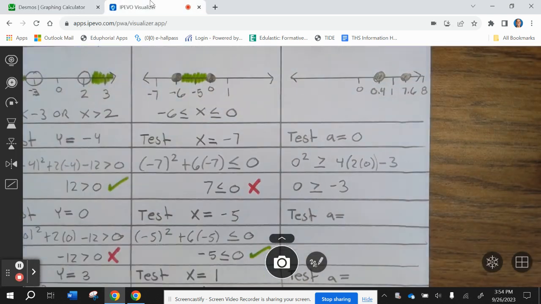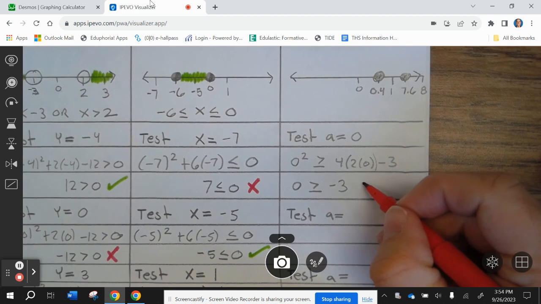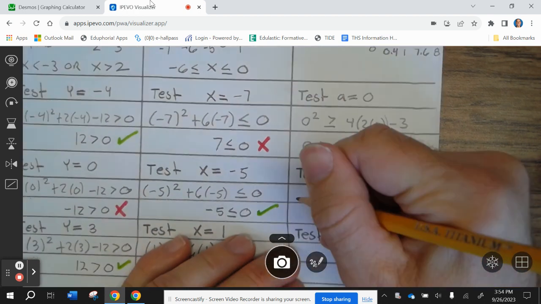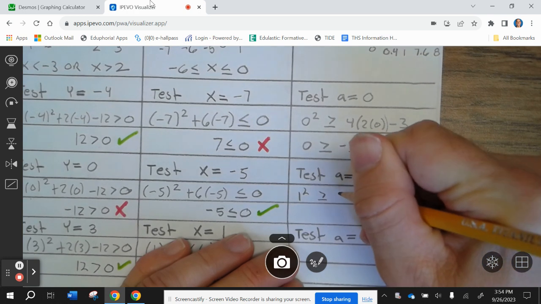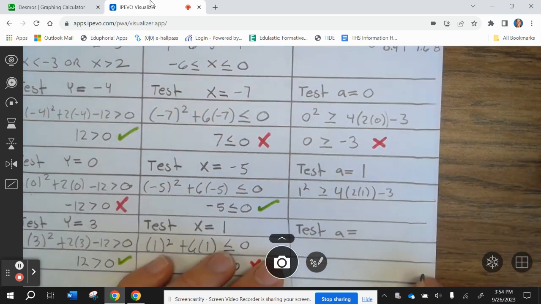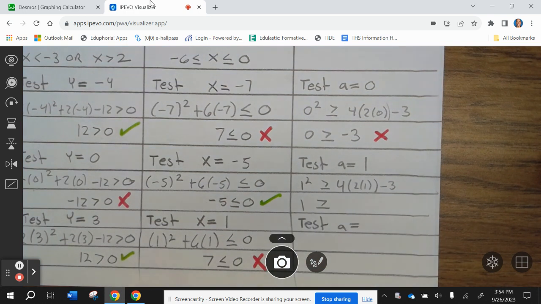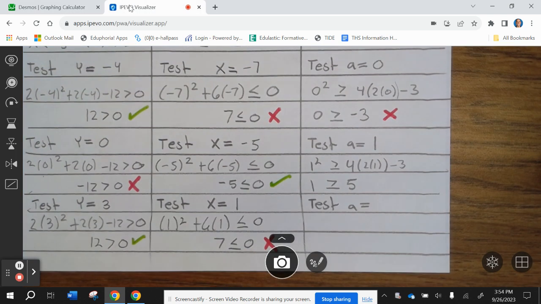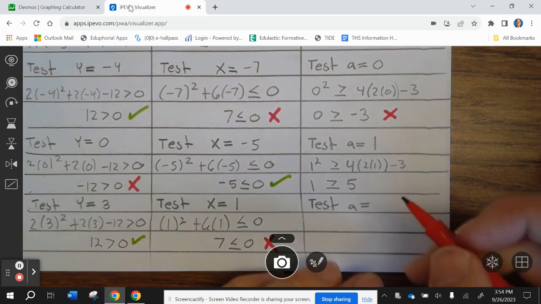All right, 0 is not greater than or equal to negative 3, so we don't shade on the left. Now let's try 1. So 1 squared greater than or equal to 4 times 2 times 1 minus 3. Well, that's 1 greater than or equal to 5. Okay, so we don't shade here.